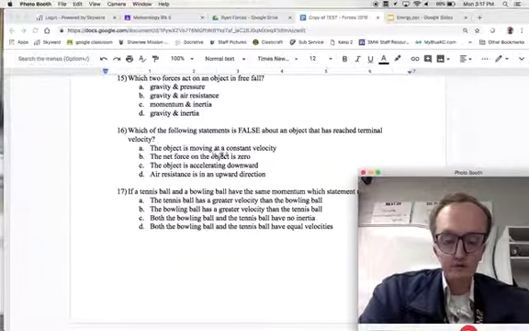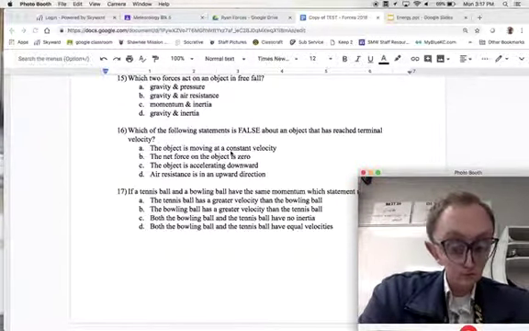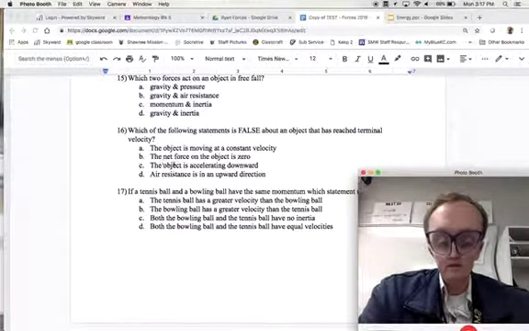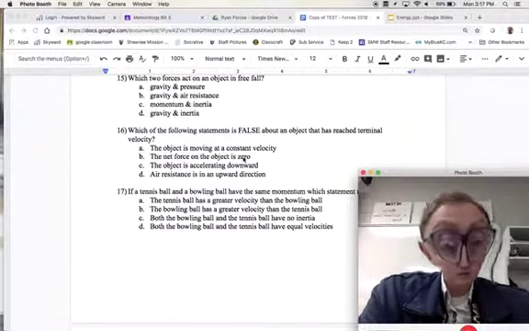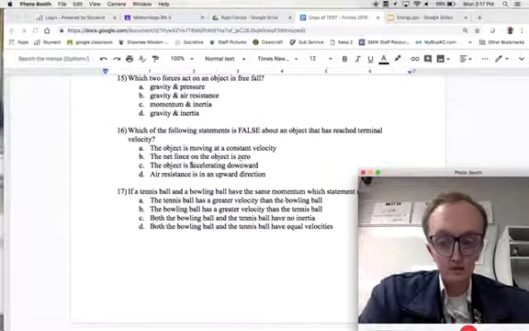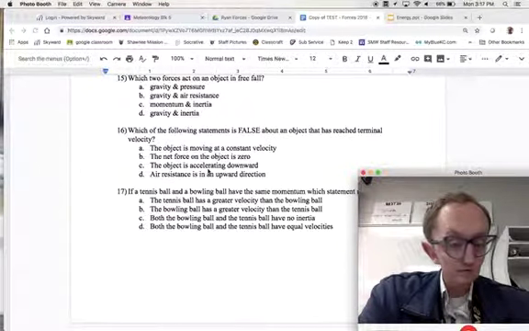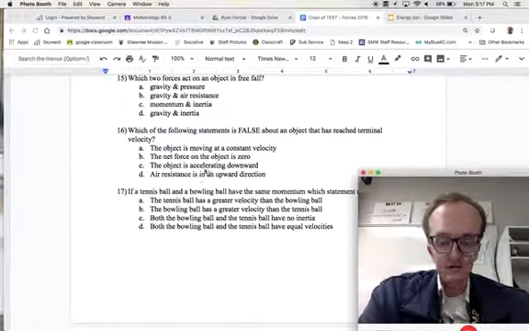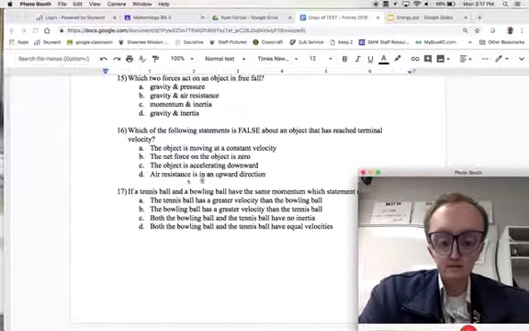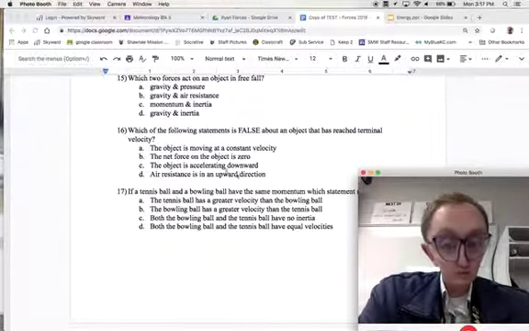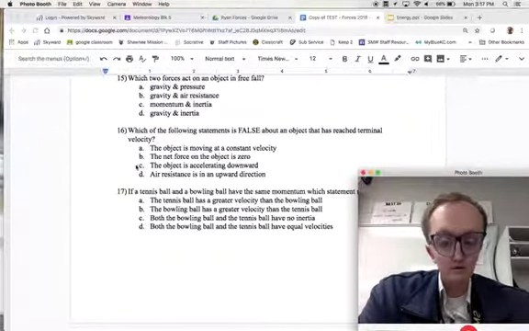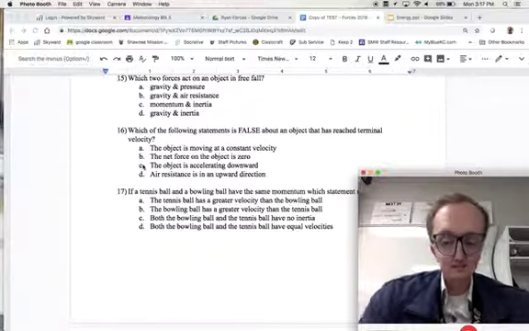The object is moving at a constant velocity. No, that's true, so it can't be that one. The net force on the object is 0. That's true. That's why the object isn't accelerating anymore. The object is accelerating downward. There we go. That's our false one. Just to be sure, let's read the last one. Air resistance is in an upward direction. That is a true statement as well. So the only false statement is C.